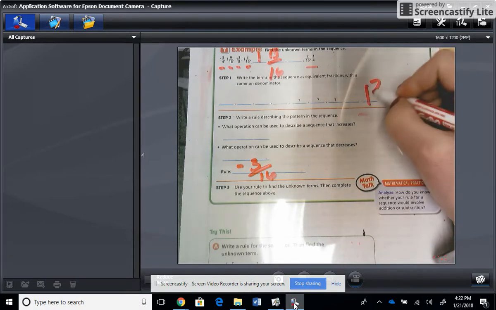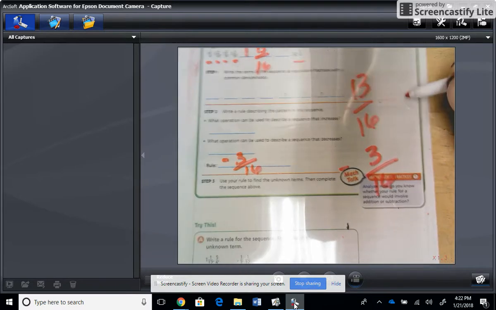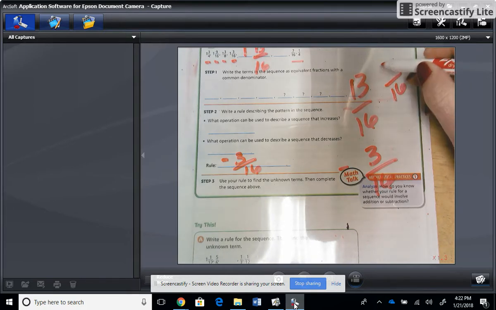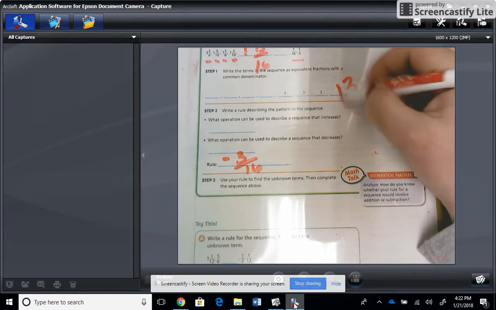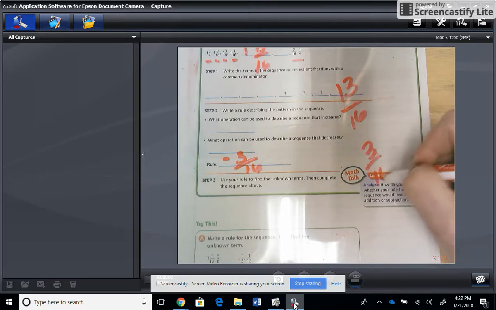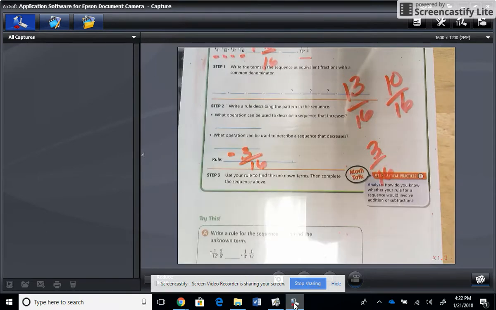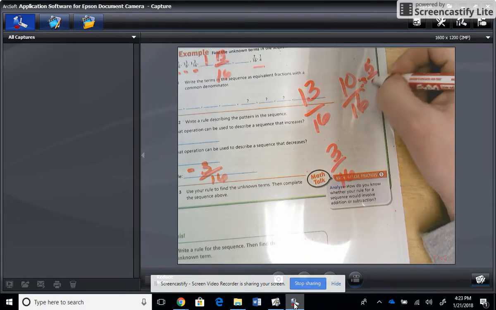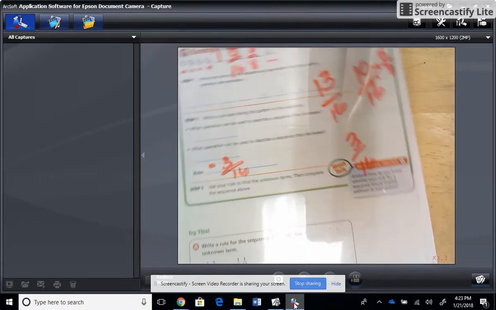So now I have 13 16ths subtracted by 3 16ths, and that makes it fairly easy because a 16th, can I just subtract that? You betcha I can. 13 16ths subtracted by 3 16ths, and I get 10 16ths. But can I simplify that at all? I think I can, so let's see. I can divide them both by 2 and I get 5/8. And I think my next one's 5/8.